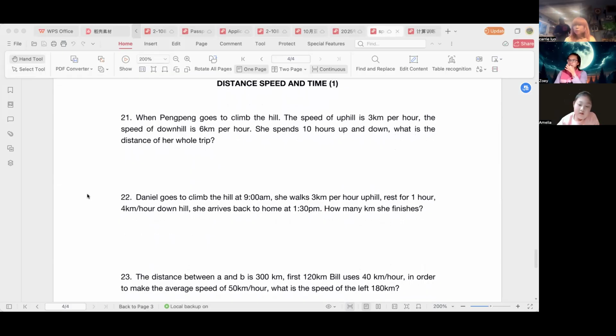Okay, so this time I'm not telling you how much time she spent on uphill and how much time she spent on downhill, but I only know the total will be 10 hours. Okay, you think about it, how to do this one. And within 2 minutes, I'm going to start to explain.